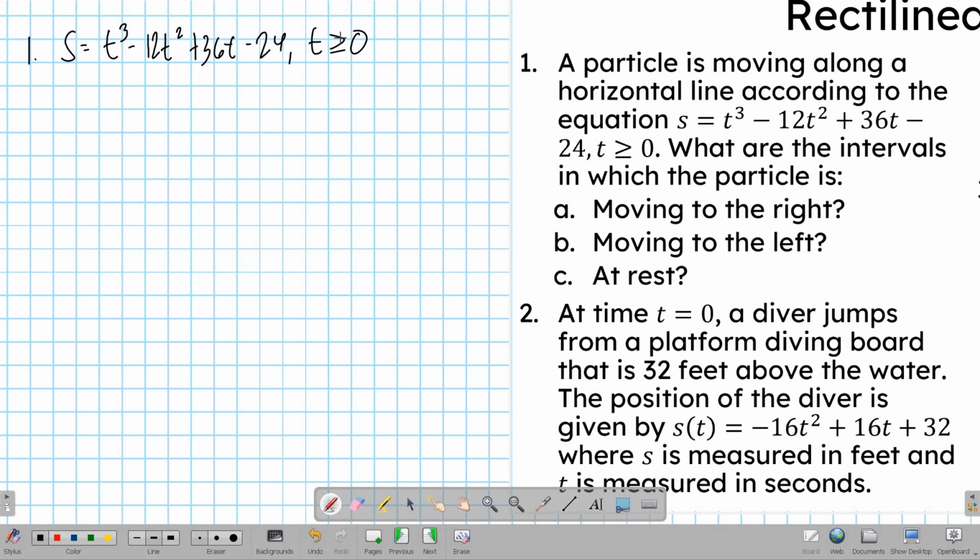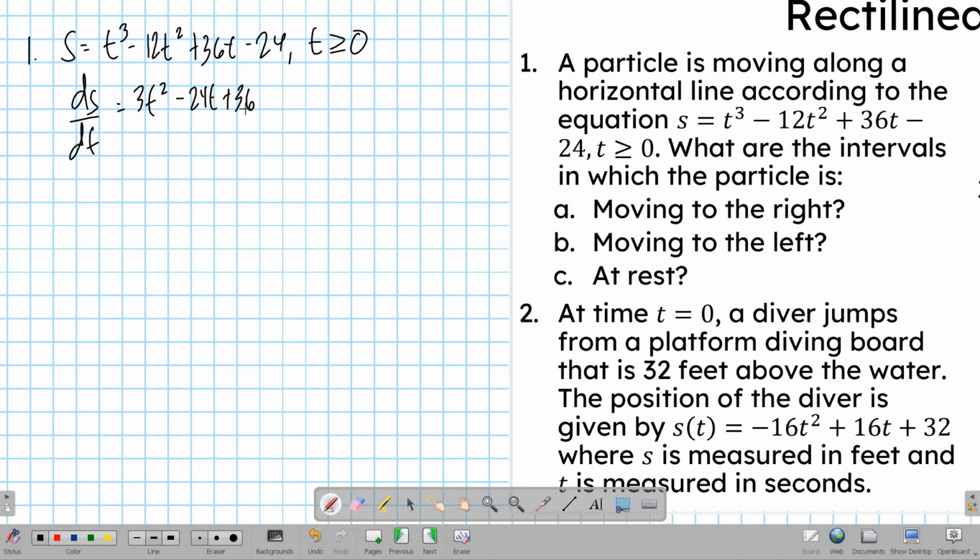Since we're given the position, and we need the intervals where it's moving, we have to check its velocity, because velocity is the one that tells us the direction of where it is moving. And since we're moving to the right and left, right is positive, left is negative in the horizontal line. So first we get the first derivative of this. So ds over dt would be equal to 3t squared minus 24t plus 36. That's the first derivative of our position function.